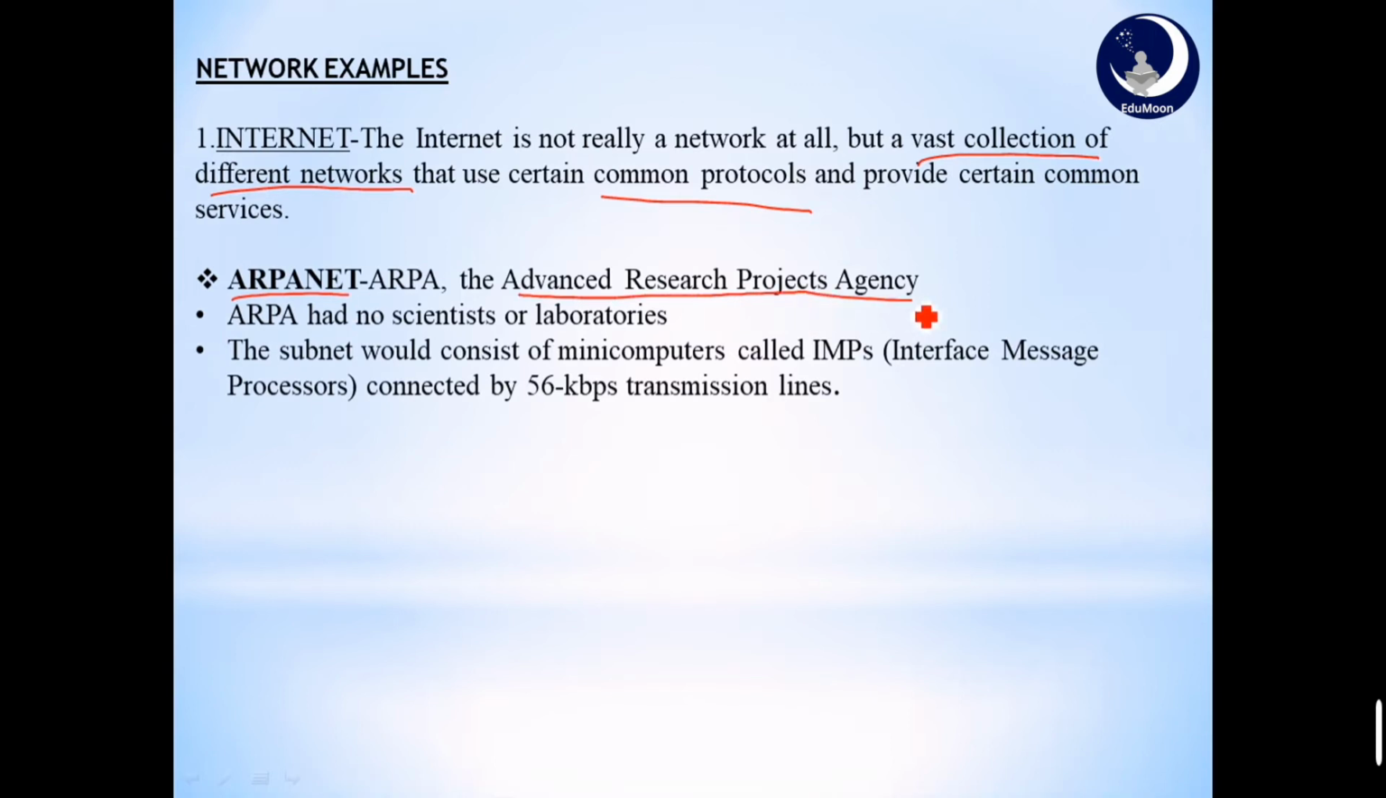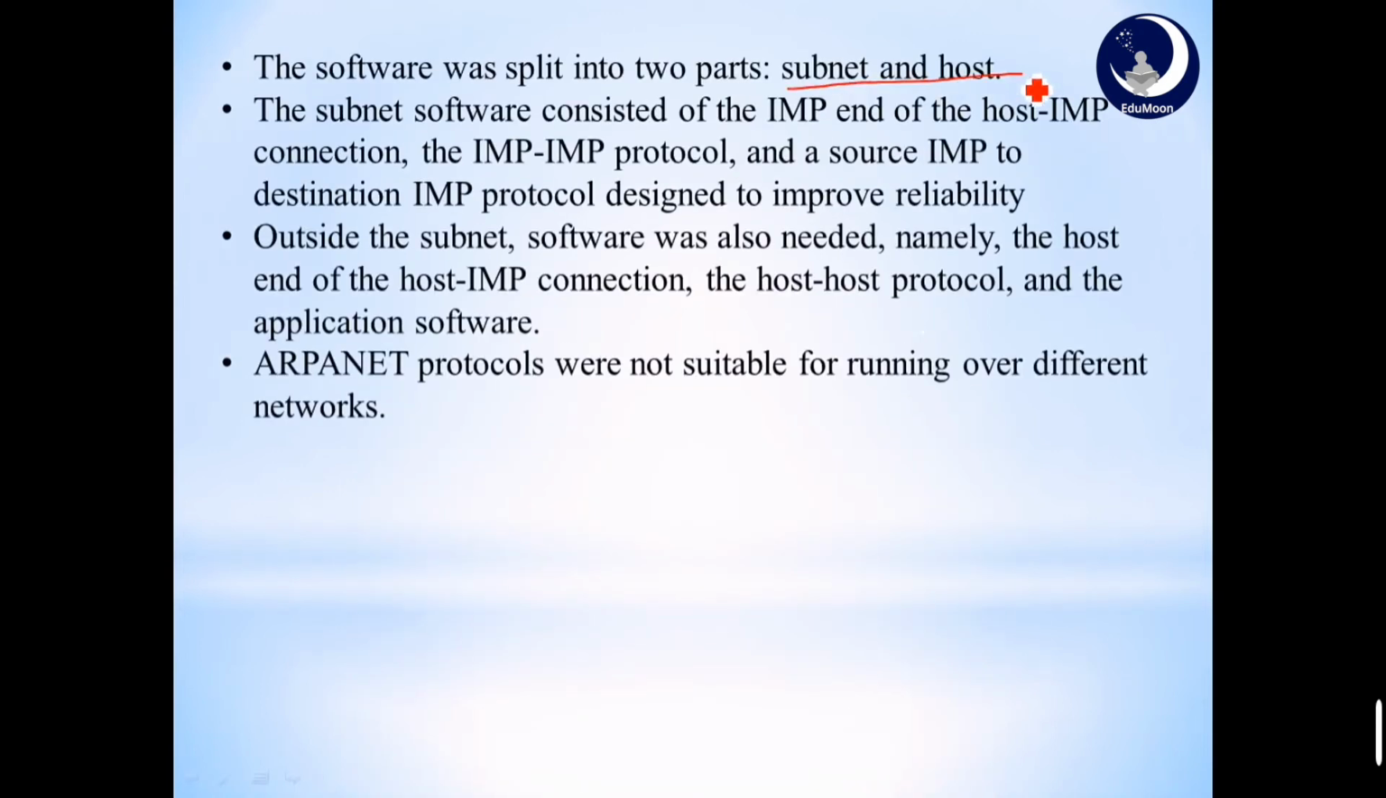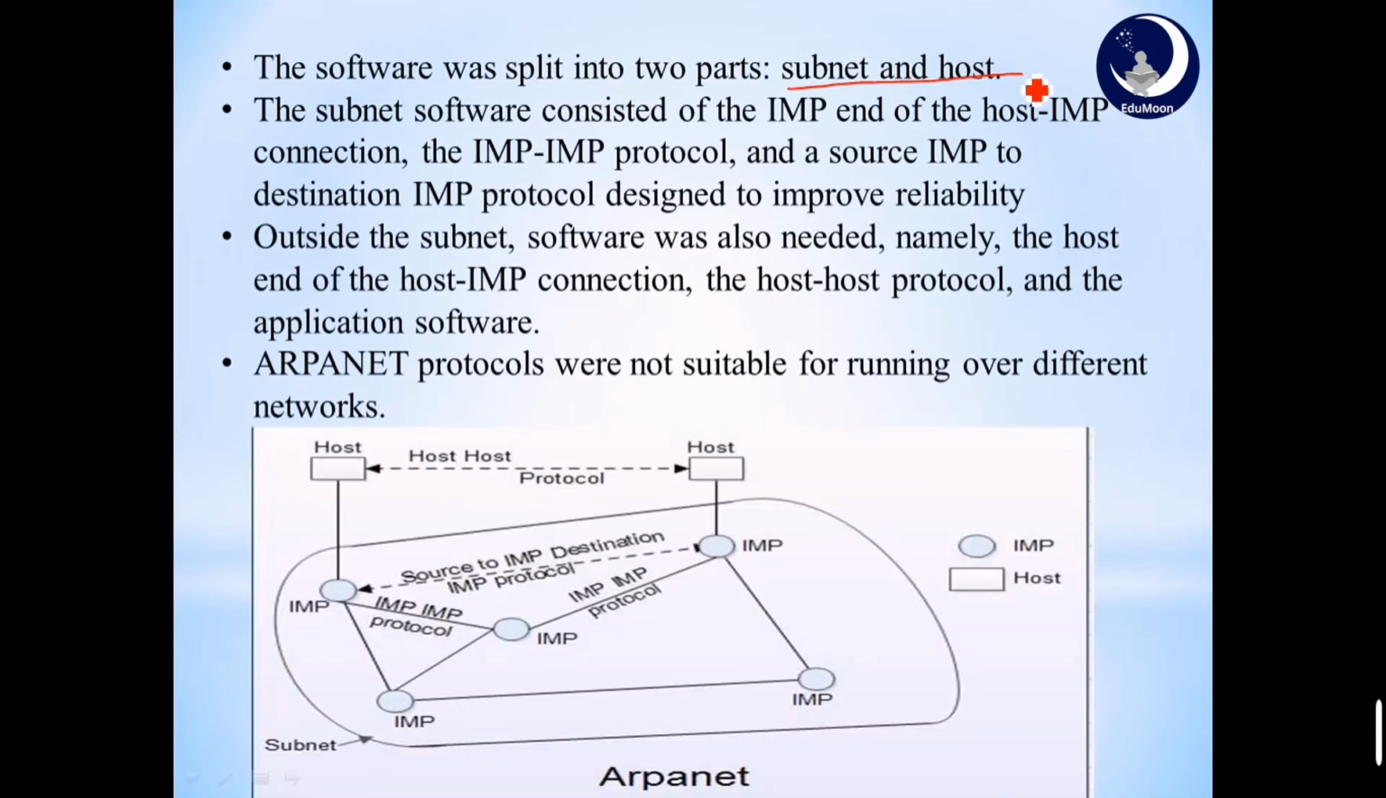Here it helps professors and students to share their research work, and it uses packet switching technology to interconnect 4 nodes. Hence, the network is divided into subnets and host computers. The subnet consists of mini computers known as IMPs, that is Interface Message Processors, connected by 56 kbps transmission lines. For high reliability, each IMP would be connected to at least 2 other IMPs.